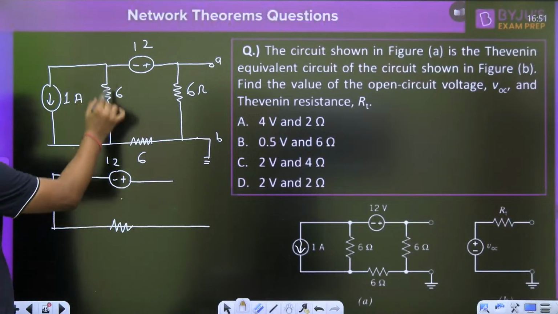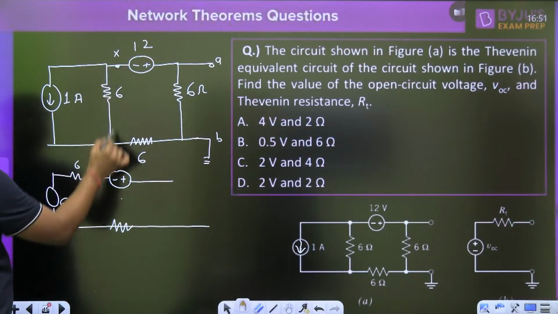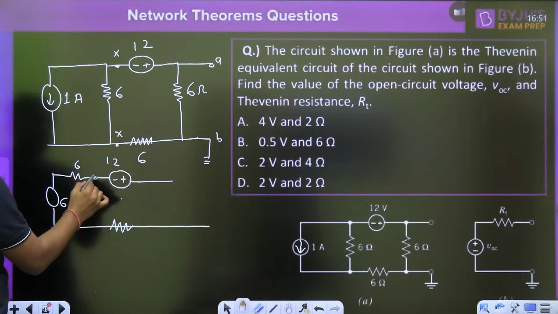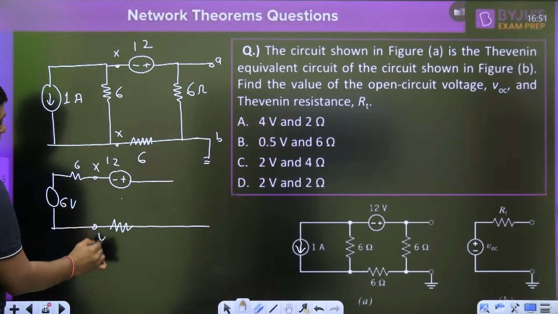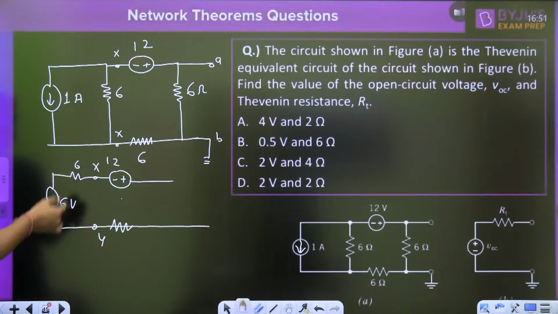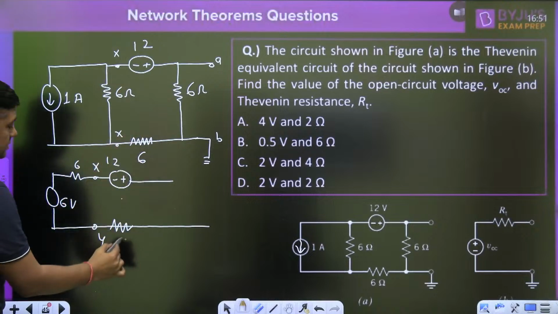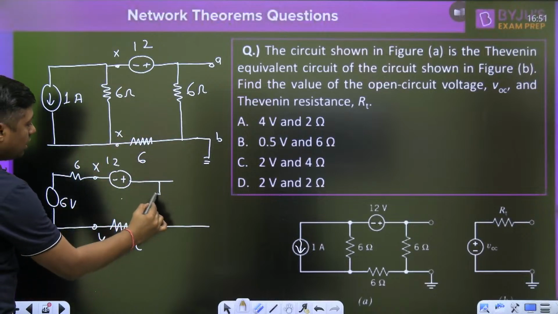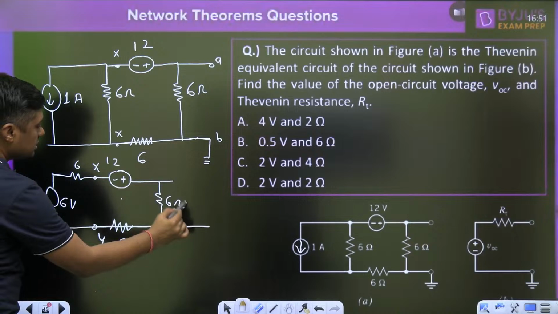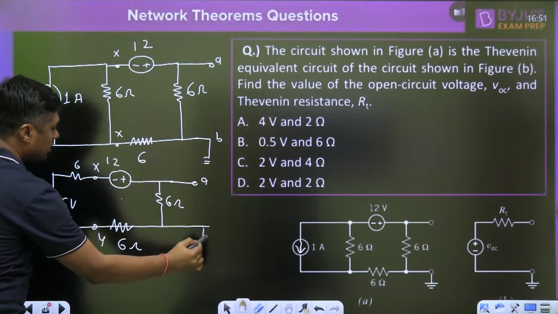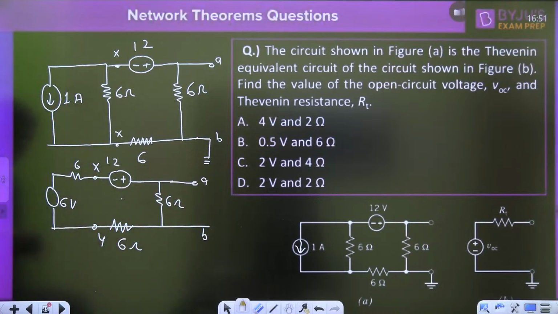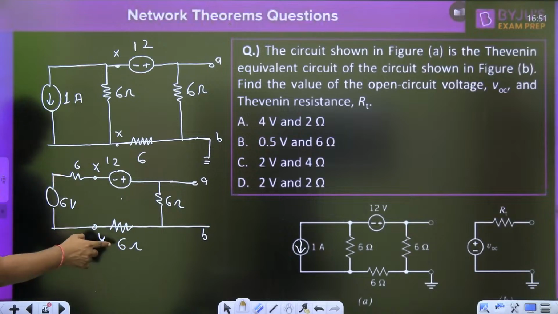because that is converted across like X and Y. This is X, this is Y. Here the current source is converted into a voltage source, 6 volt, with 6 ohm in series, then 12 and that is the 6. And here we are having one more resistor, A and B.